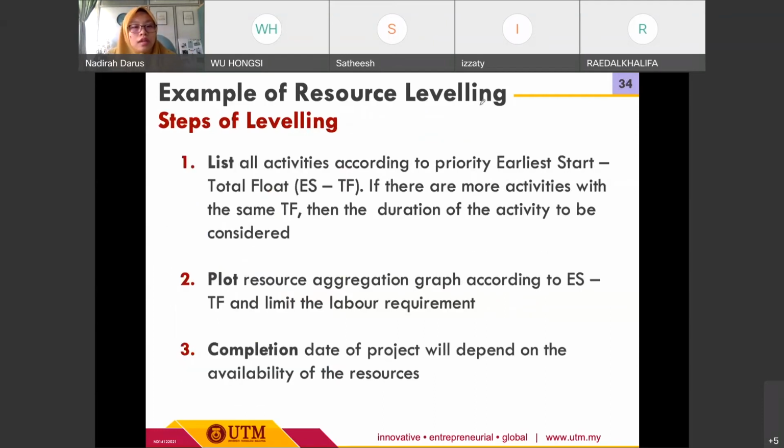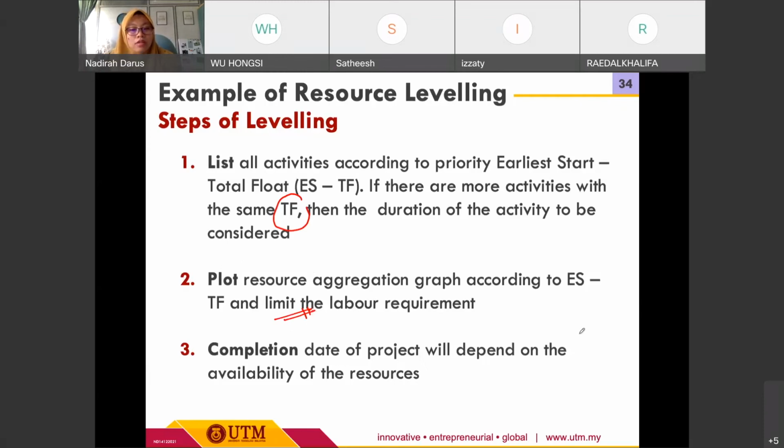Okay. So there are several steps for leveling. Just now we covered resource smoothing, which also has its own steps that need to be done. For the leveling, first of all, we need to list all activities according to priority, ES and TF. If there are more activities with the same total float, then the duration of the activity is to be considered. For the second step, we need to plot the resource aggregation graph according to ES and TF and limit the labor requirements so that we can try to avoid overlapping of the resource requirement at a specific time, especially the manpower.